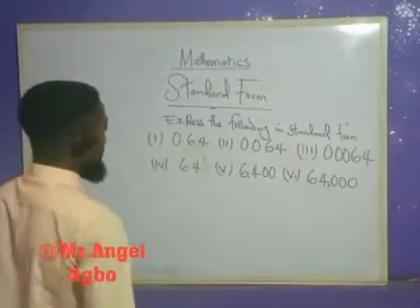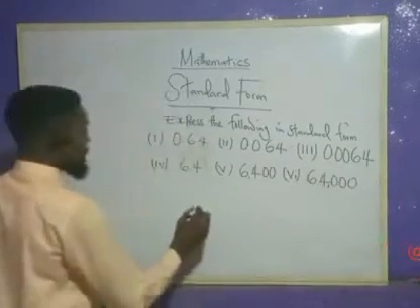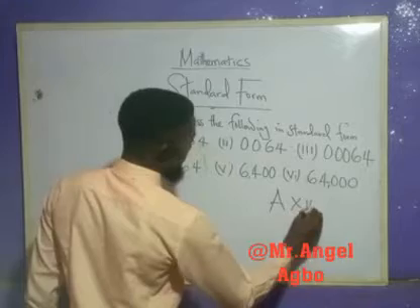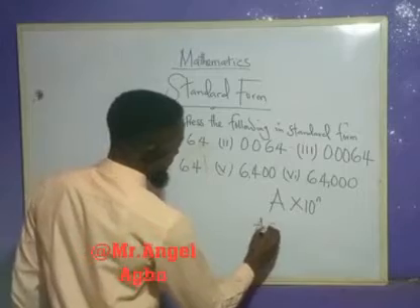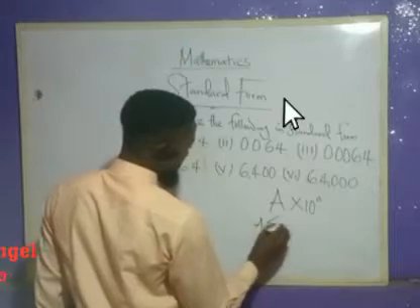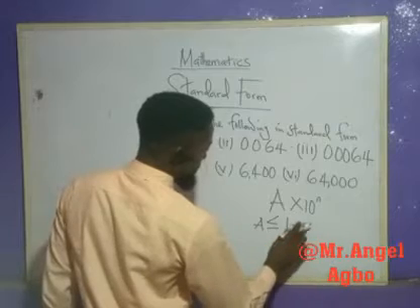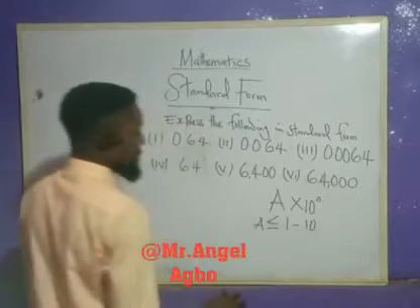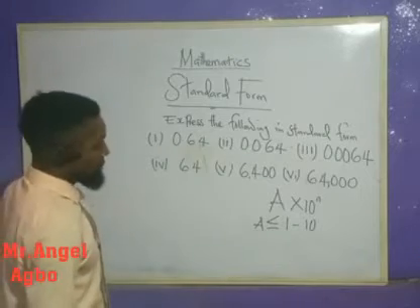So in standard form, we are going to solve the following. The question says, express the following in standard form. Standard form can be arranged in this way: A times 10 raised to power n, where A is greater than or equal to 1 and less than 10. It could be less than 10, not exactly equal to 10.